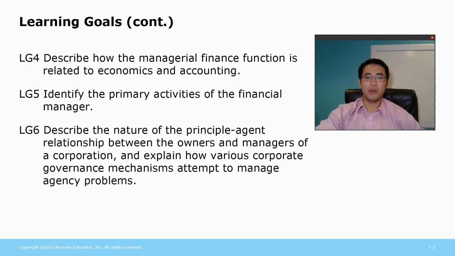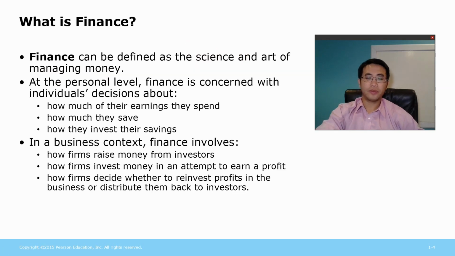However, the shareholders may be selfish, so there could be a conflict between the principal, which is the shareholder, and the agents, which are the managers. That's called an agency problem, and we will learn how to solve agency problems in different methods. We will also address the job opportunities in the financial industry, as well as the primary activities of the financial manager, and also we will talk about the relationship between finance and economics, between finance and accounting.